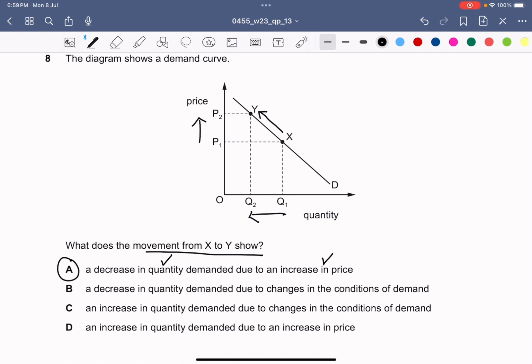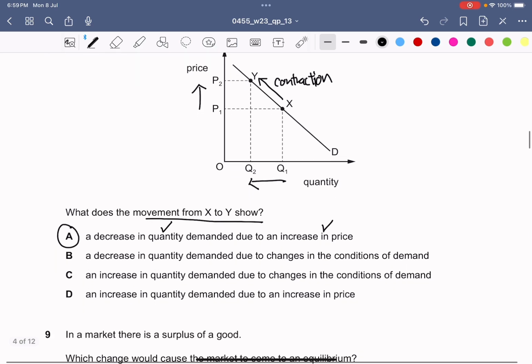So yeah, this one is what I mentioned just now. This is the price factor. So this movement is a contraction. Move on to 9.